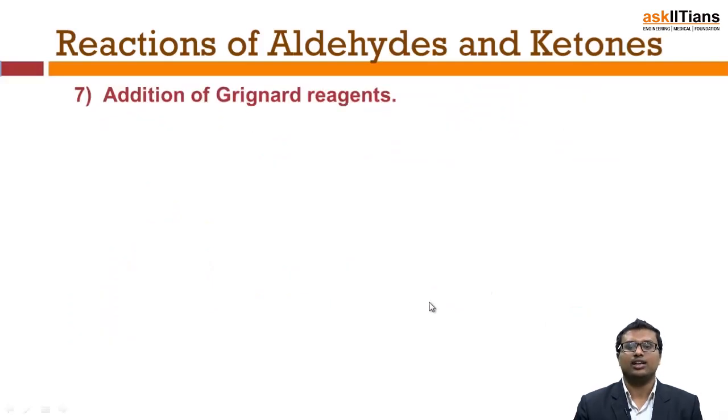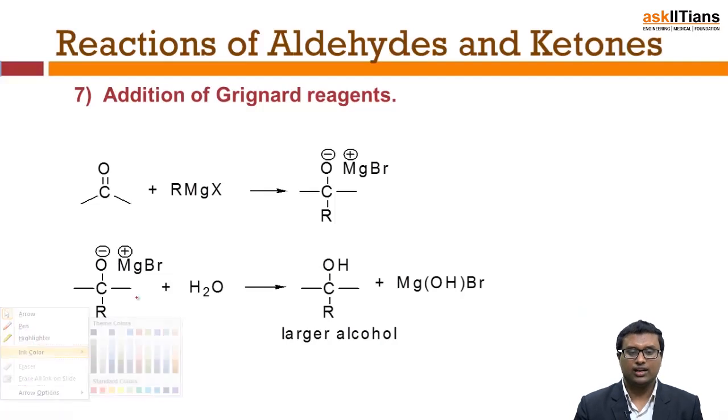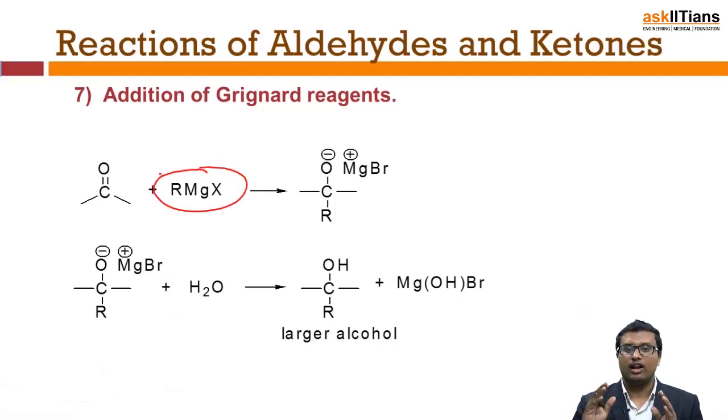The next reaction is the addition of Grignard reagent. What happens when I add a Grignard reagent to an aldehyde or ketone? You know what a Grignard reagent is: an alkyl group with magnesium and halide, RMgX. So RMgX is the Grignard reagent, and now I am adding it to a ketone here.